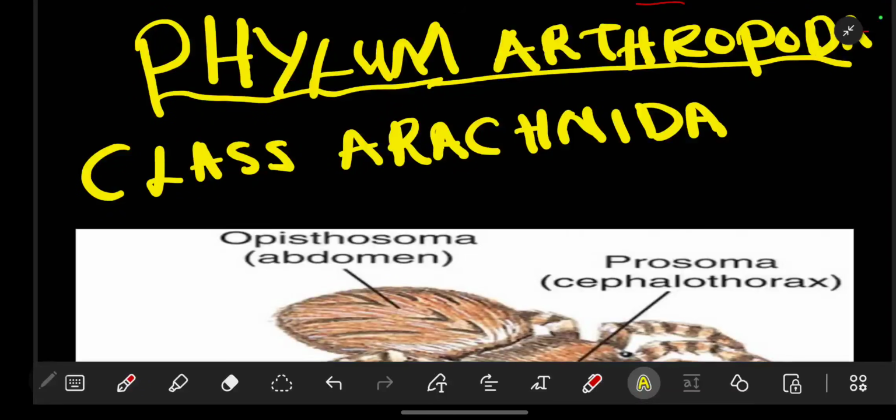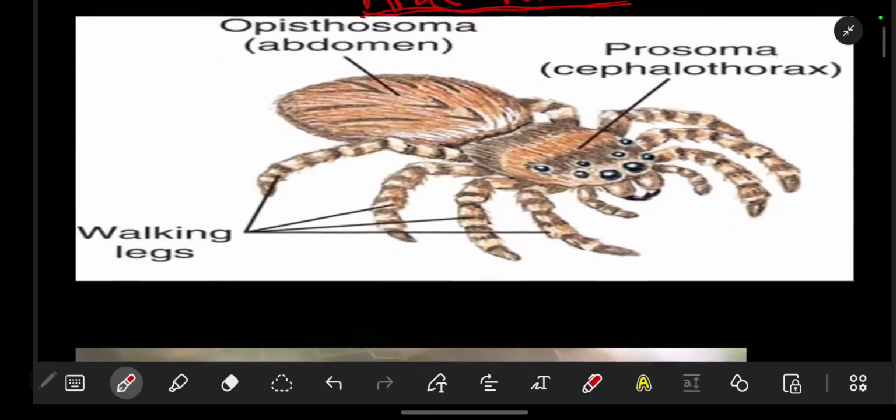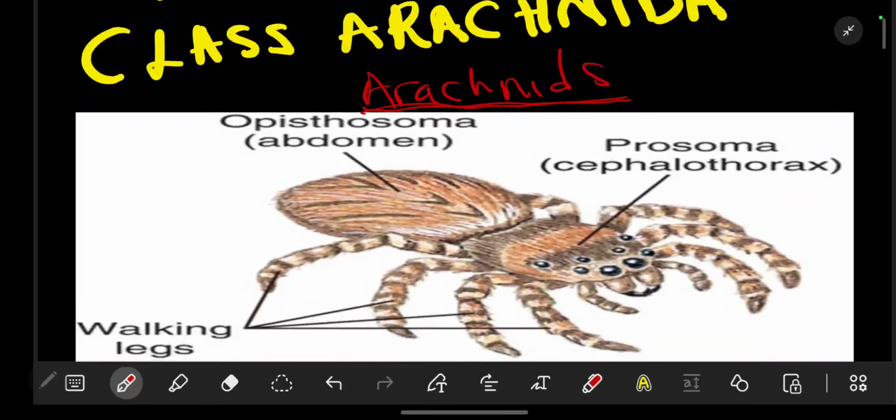So here today we are going to be looking at the class Arachnida under the Phylum Arthropods. Arachnida contains what we call arachnids. So these arachnids have basic characteristics, which are: number one, they have 4 pairs of legs. So 4 pairs of legs means they have 8 legs altogether, like that.